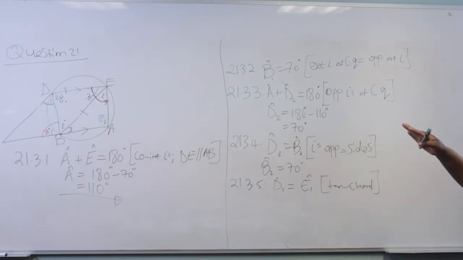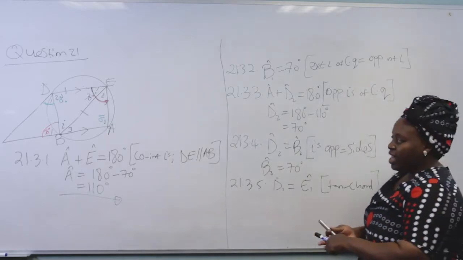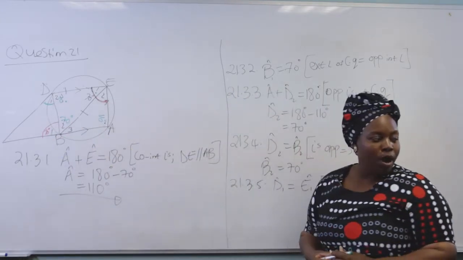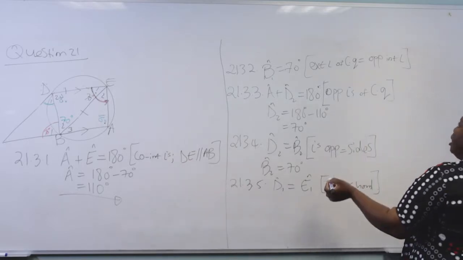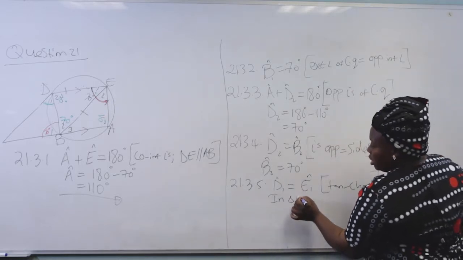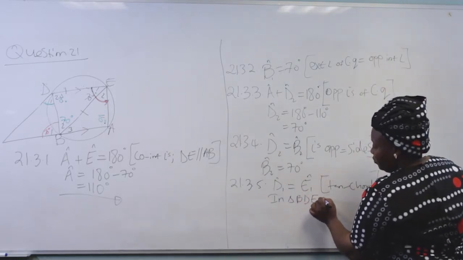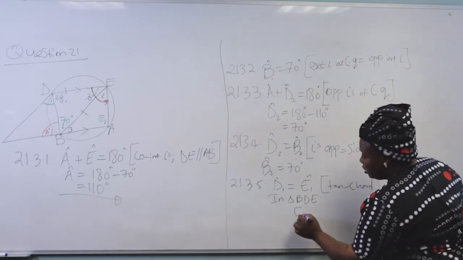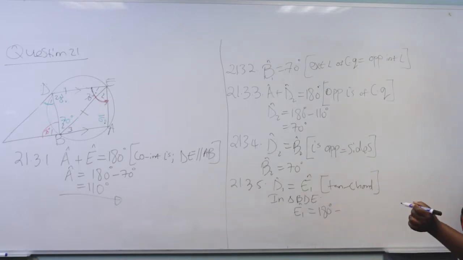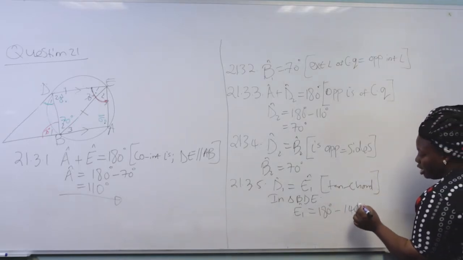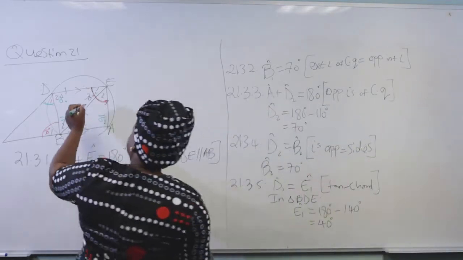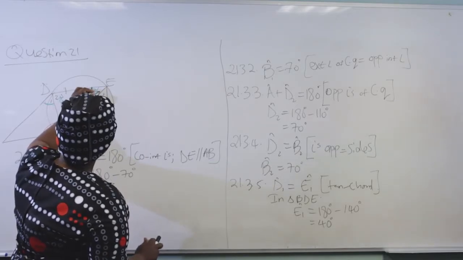Okay, now let's work it out. Remember, in triangle DEB, we already know that the angle B2 is also 70. So we are just looking at angle E1. So we can use that. Okay, in that triangle BDE, E1 is going to be equal to 180 minus 70 plus 70, which is 140. Then it means it's going to be equal to 40. So now we know E1 is 40 degrees. Only this E1 is 40 degrees.